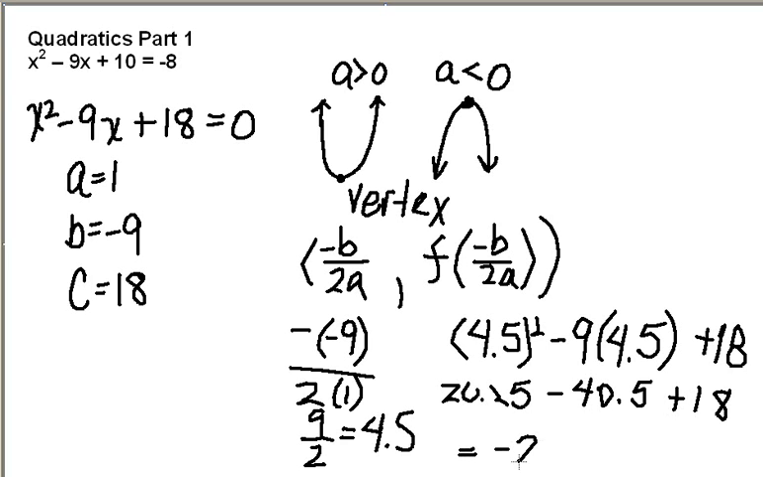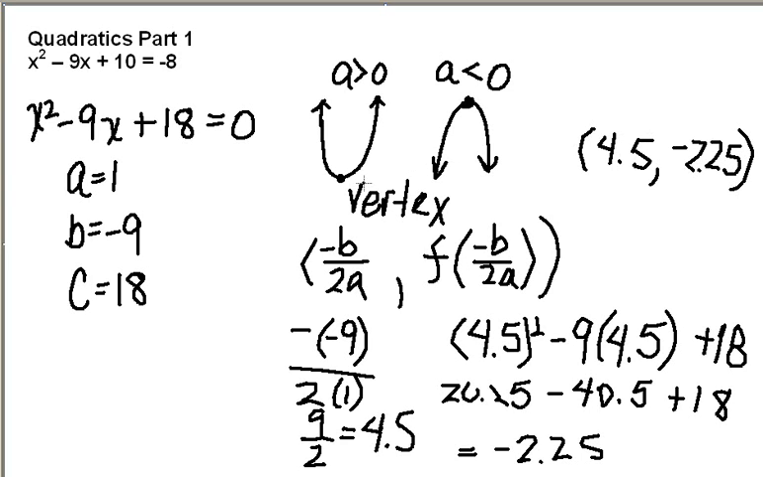minus 2.25. So my vertex is located at my x-coordinate, which we found to be 4.5, and my y-coordinate, which we found to be minus 2.25.